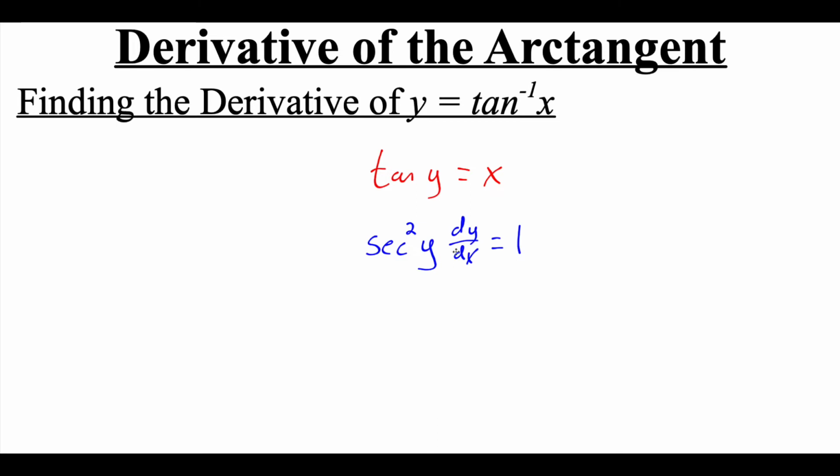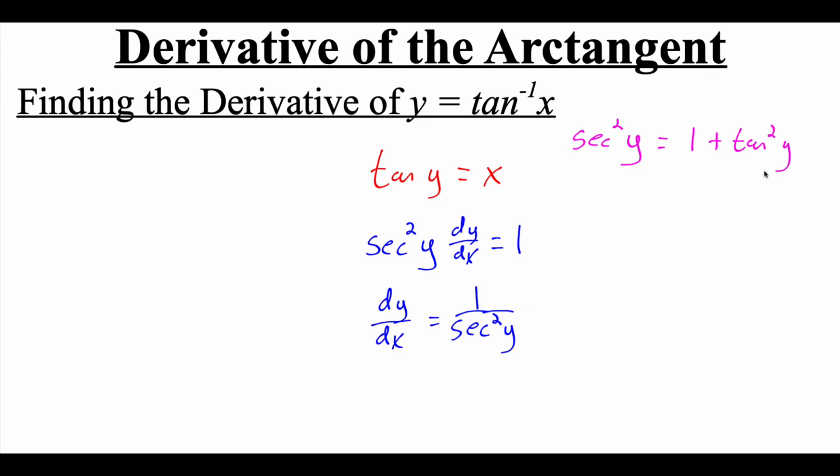Now I want to solve to get dy/dx alone, so I'm going to divide that secant squared over to the other side. So dy/dx is equal to 1 over the secant squared of y. But I want to work on simplifying this down and maybe making some substitutions in here. There's a trig identity that says secant squared of some variable, so if we're using y in here, that's equal to 1 plus the tangent squared of that y variable. So we can replace that denominator, that secant squared of y, with 1 plus tangent squared of y.